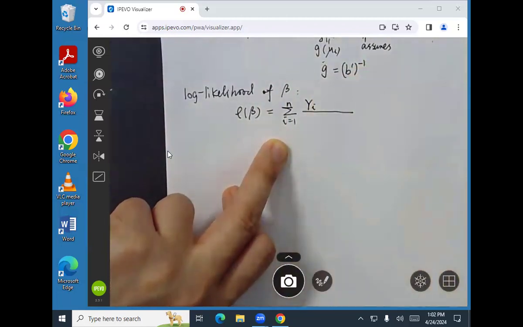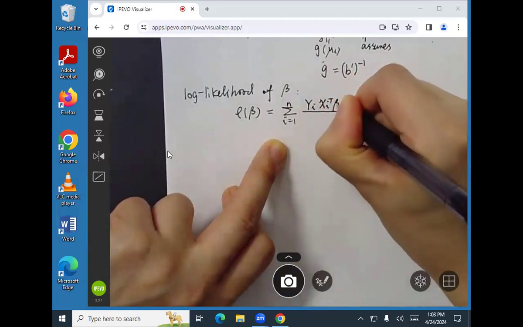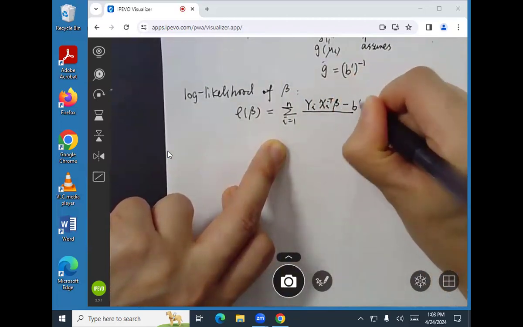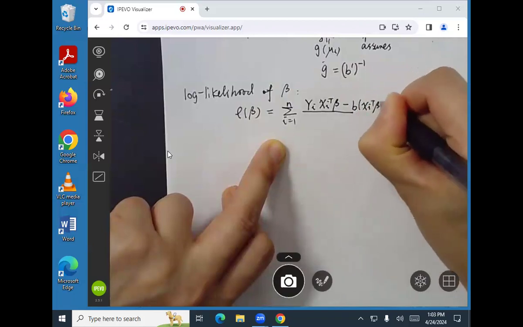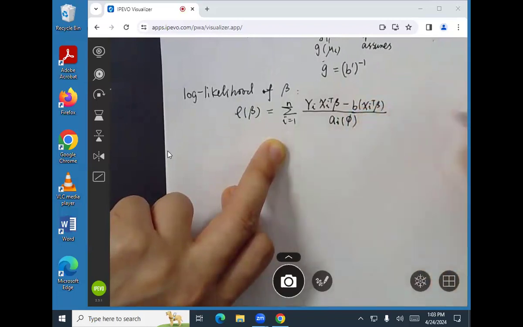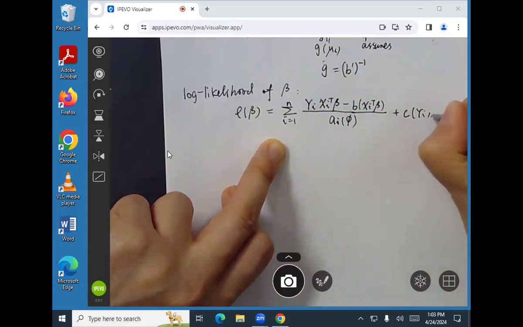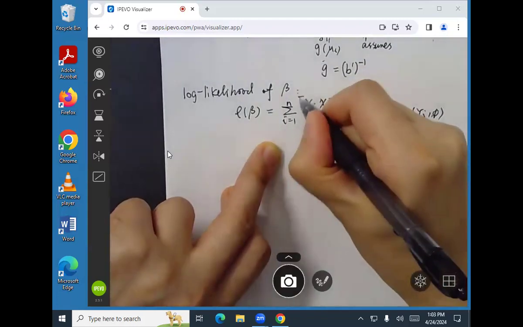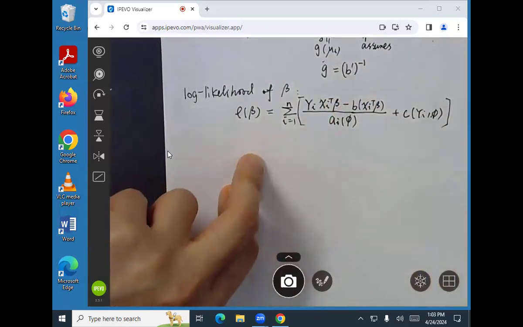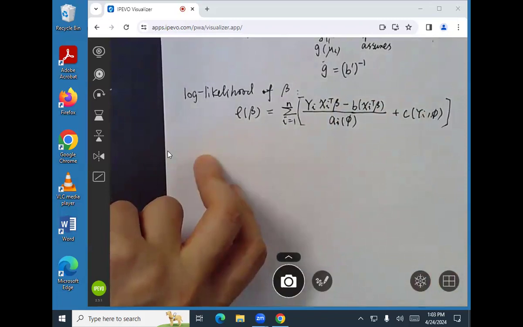This is my response, yi, times xi transpose beta, minus the B function at xi transpose beta, divided by ai phi, plus C function at yi phi. So this is the log likelihood. And then our goal is to find the beta value that maximizes it. So it then became an optimization problem.